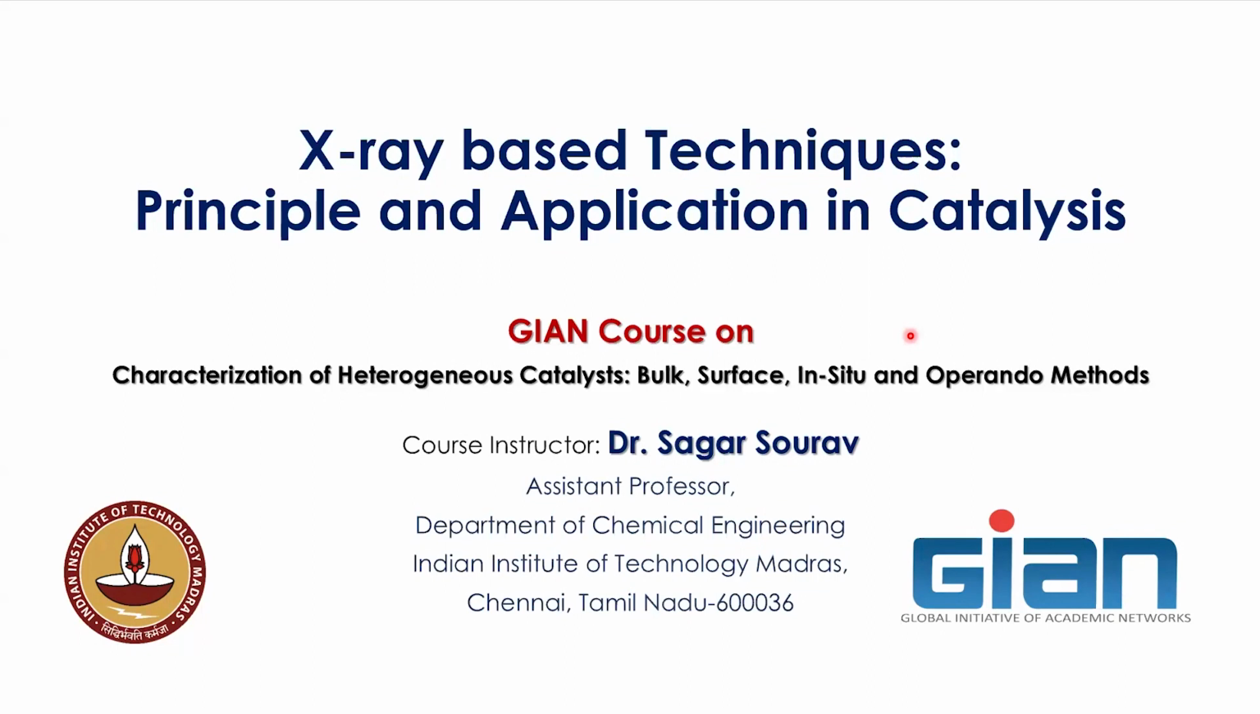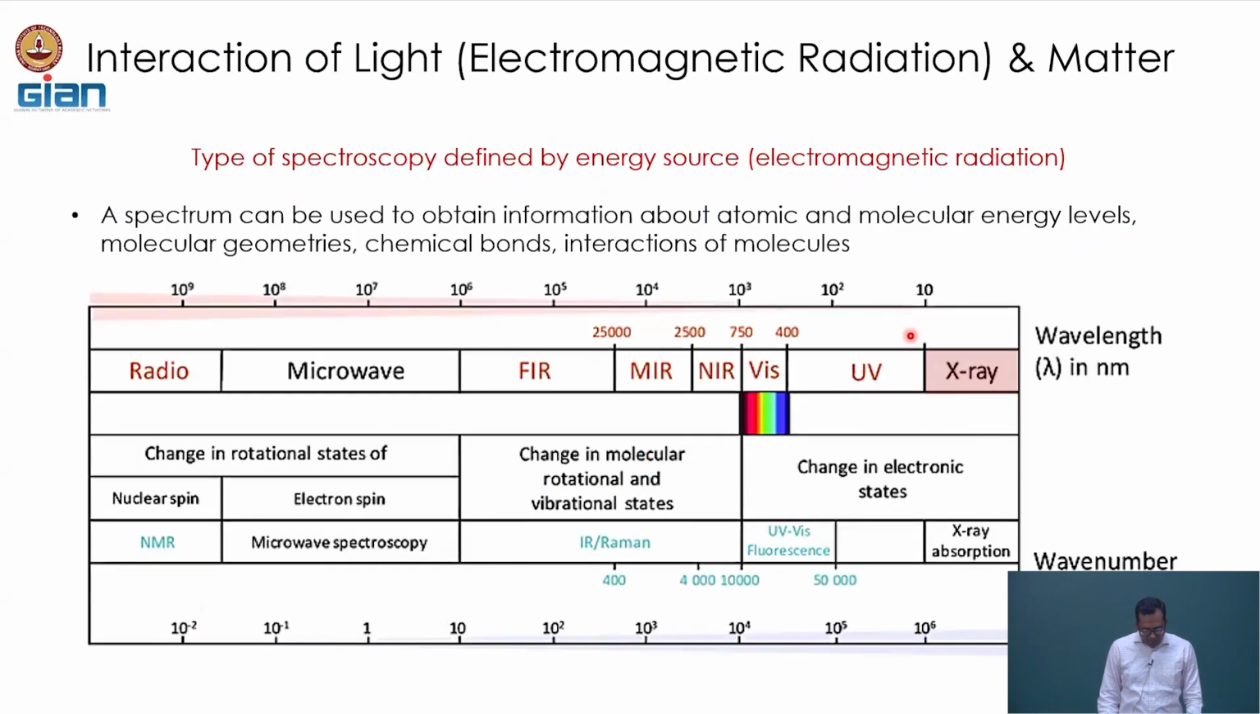We will cover the principles a little bit and then its application in catalysis with a few examples. Before that, this is something that Professor Banares has also talked about in his lecture: the interaction of light with matter, and that is where spectroscopy comes from. When we have an electromagnetic radiation, the matter or the substance under investigation behaves differently to this radiation. On the bottom we have the wave number increasing, or in simpler words, on the top we have the wavelength increasing.